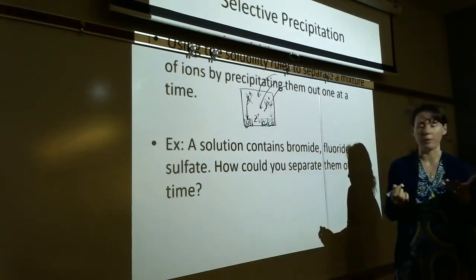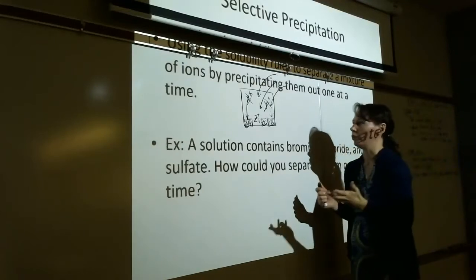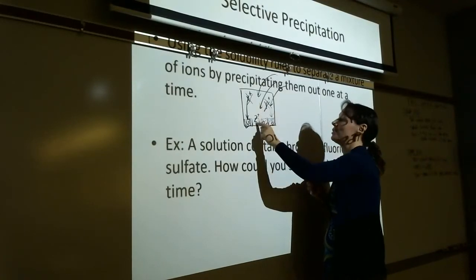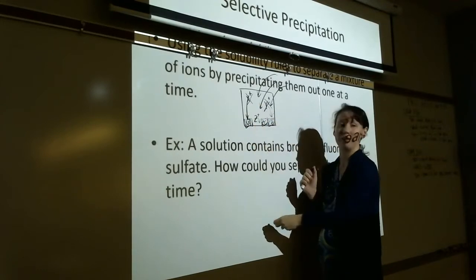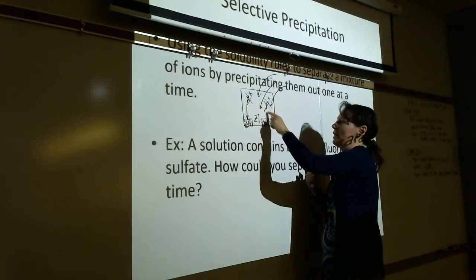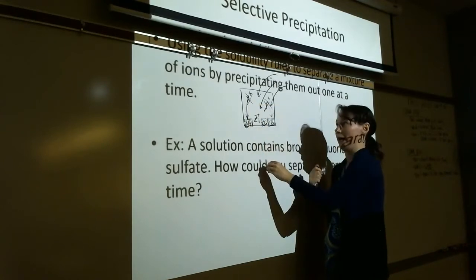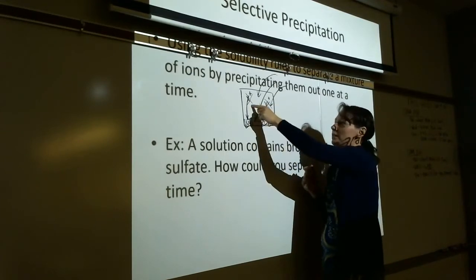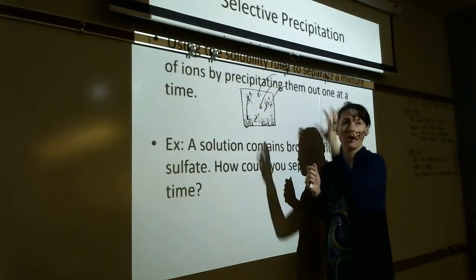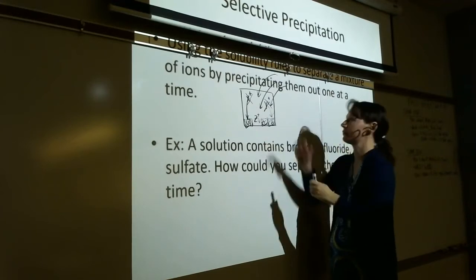If you know the solubility rules, you can look at them and say, okay, I need to pick one that's soluble with this one and this one, but insoluble with this one. That'll get it out of the mix. Now I pick something that's soluble with this one, but insoluble with this one. That'll take that one out of the mix. And then I would just need something that's insoluble with the last one. Does that make sense? We're pulling them out one at a time.